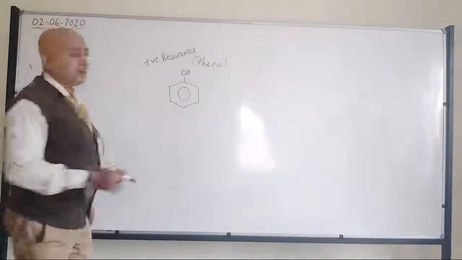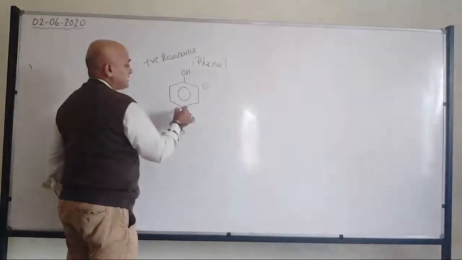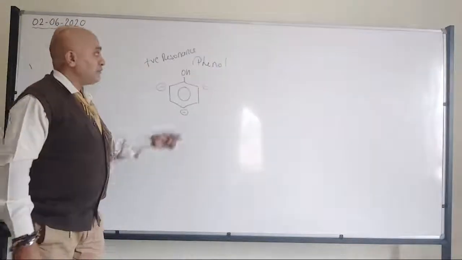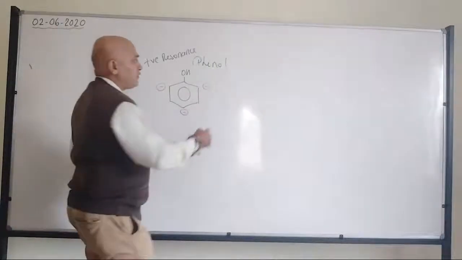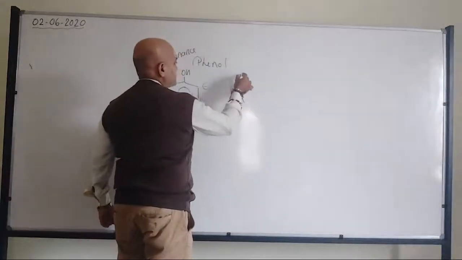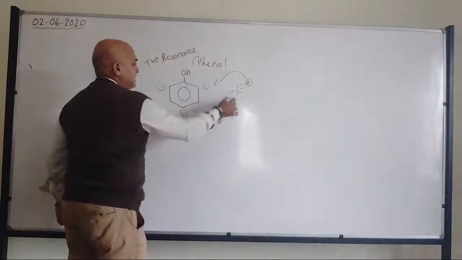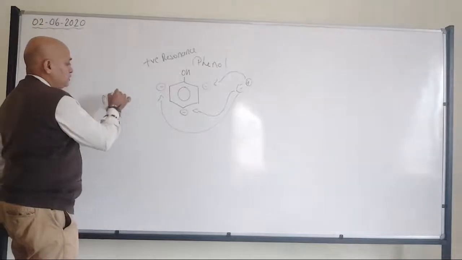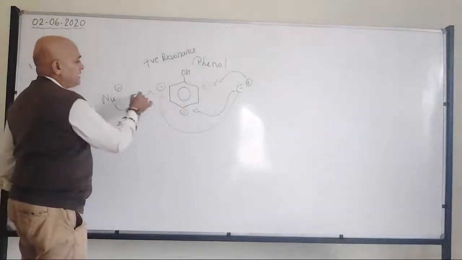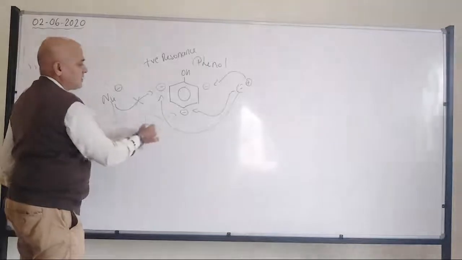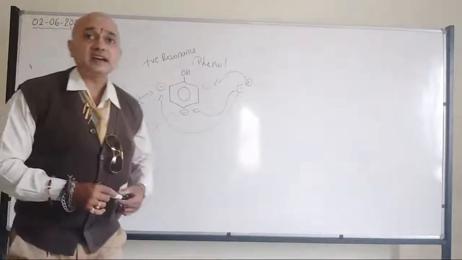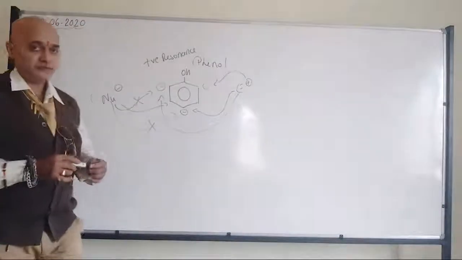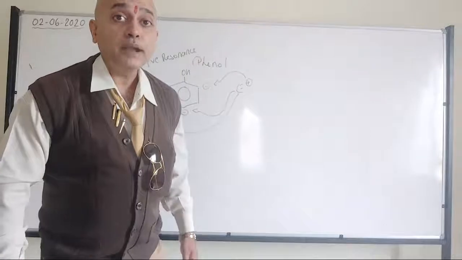So due to that, what will happen? There will be electron density at ortho and para positions. So therefore, electrophiles, meaning electron deficient species, can attack at these positions easily. But when I am talking about nucleophiles, it will be difficult because electron densities are already there. If at all they are attacking, they will prefer to go for the meta position.